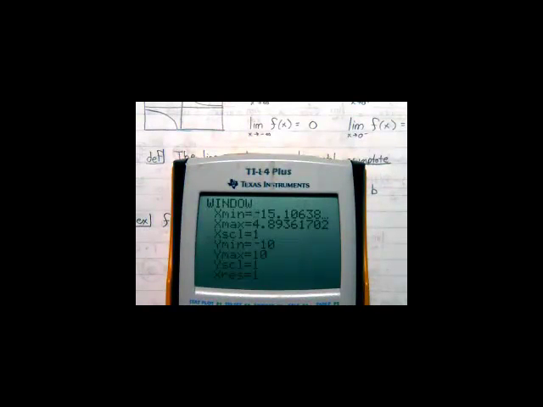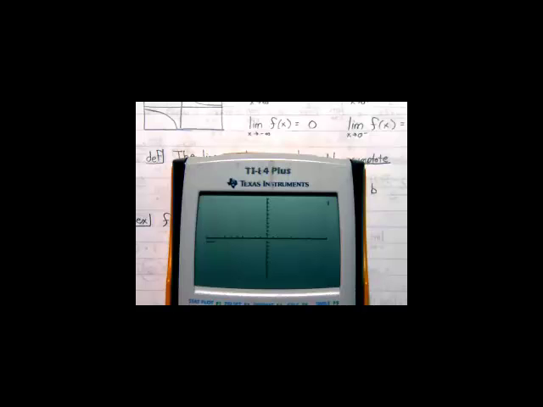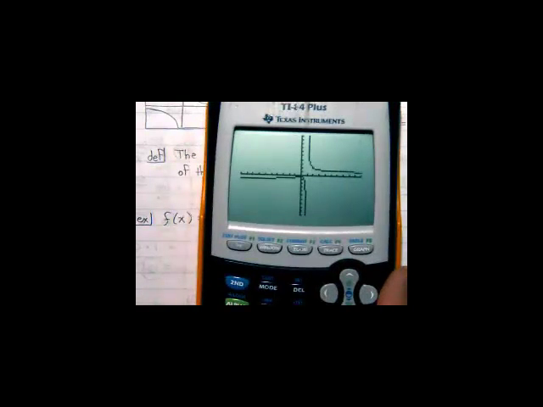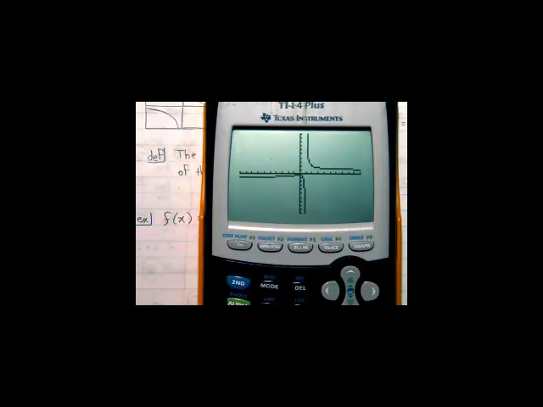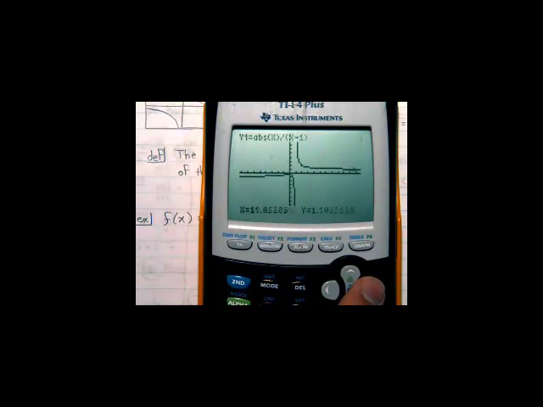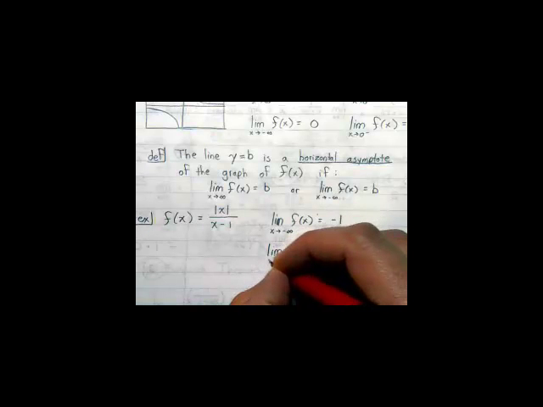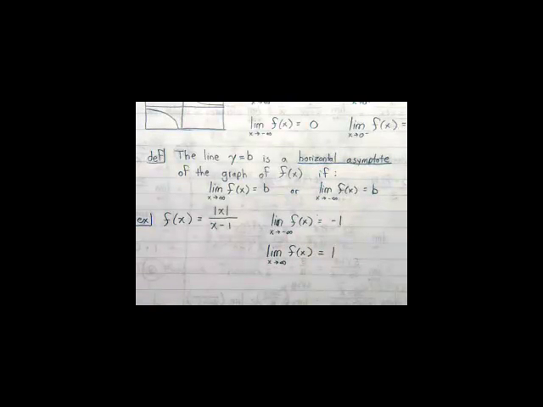Alright, well, let me fix my window here again. So now let's take a look at what we believe this thing is doing as x approaches positive infinity. So trace it again. And we'll move the cursor over to the other side here and take a look at that y value again. As I continue to move out, what do you suppose is happening to the value of y? It's getting closer and closer to 1, exactly. Okay? So we've got the other limit then. The limit as x approaches infinity for this particular function is 1.